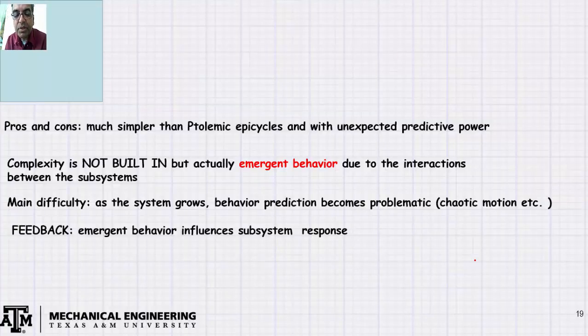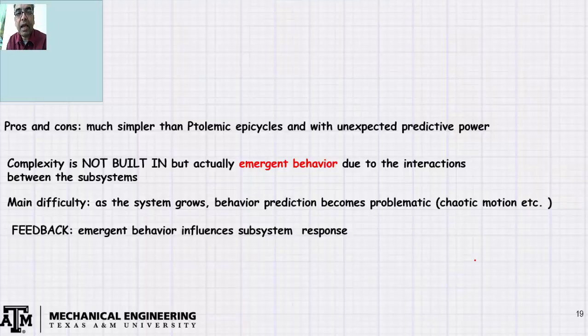And the other thing which is a difficulty is that there is feedback. Emergent behavior influences subsystem response. What do I mean by that? Think about a very interesting cause-effect behavior, which is that genes cause behavior. Genes are 23 chromosomes, and people can say you get angry because you have some kind of genetic makeup that makes you angry. The unfortunate thing is that people have also figured out that behavior affects genes.